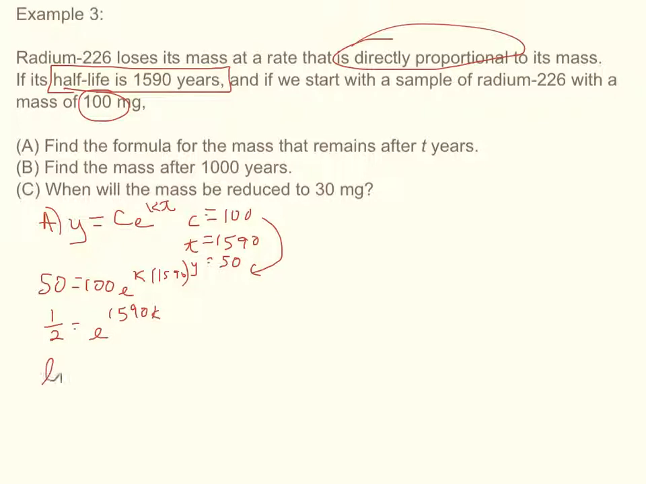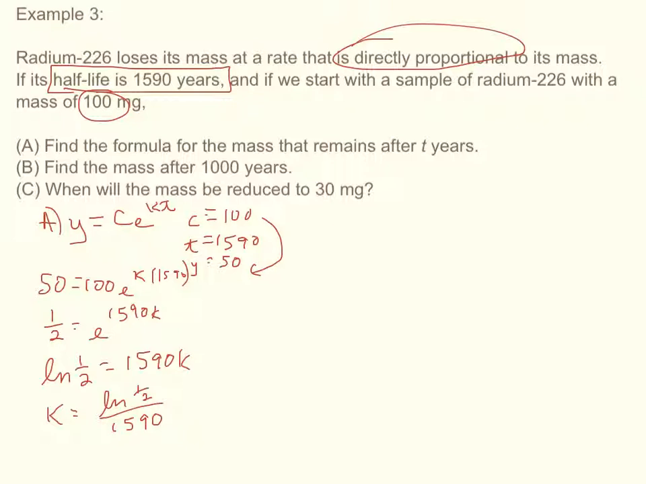So we're going to take the ln of 1/2 equals 1,590k. So k is the ln of 1/2 to 1,590. Okay? And if you type that into your calculator, then you're going to end up with another one of those non-repeating, non-terminating decimals. So once again, I would leave it here as just k, and that helps you.